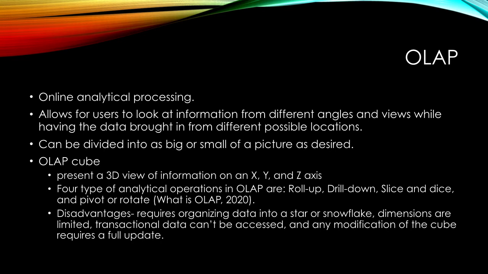OLAP, Online Analytical Processing, allows users to look at information from different angles and views while having the data brought in from different possible locations. It can be divided into as big or small of a picture as desired. One way you can do this, it's called an OLAP cube. It presents a 3D view of information on an X, Y, and Z axis. The 4 types of analytical operations in OLAP are roll up, drill down, slice and dice, and pivot or rotate.